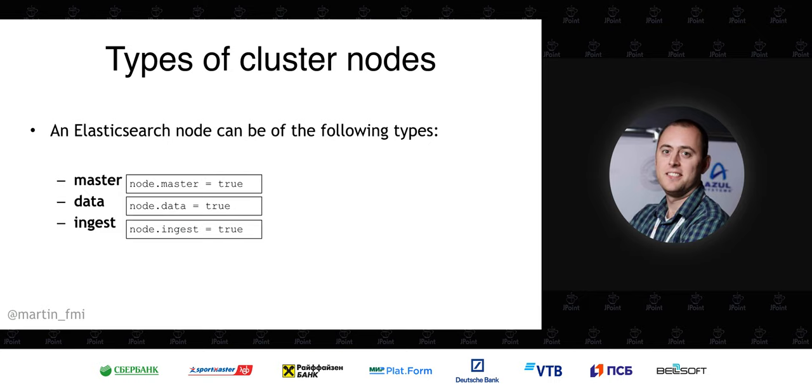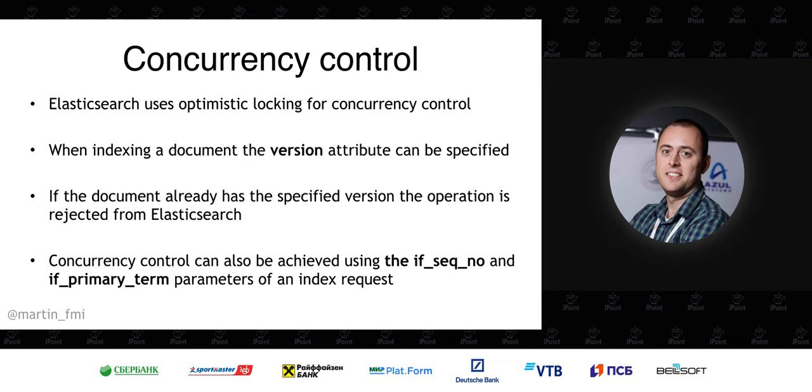In terms of concurrency control, when Elasticsearch executes queries from different clients against the same index, Elasticsearch relies on the technique of optimistic locking. As you know, in some relational and NoSQL databases, we have the possibility to lock the particular data structures that we use. However, in Elasticsearch, we don't have the possibility to create pessimistic locks against indexes.